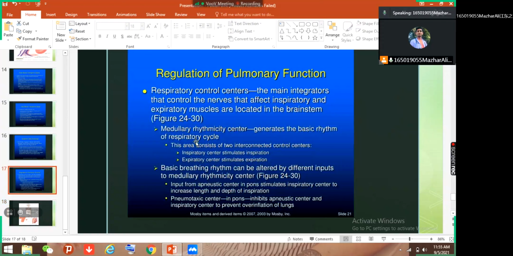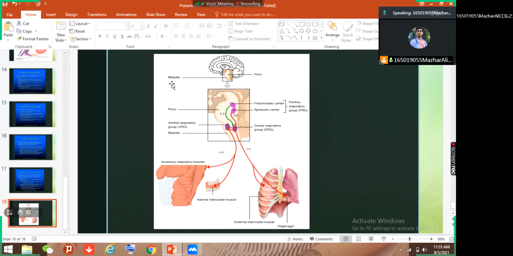In the medullary region, this area consists of two interconnected control centers. The inspiratory center stimulates inspiration. The expiratory center stimulates expiration. I will show you how the respiratory system is controlled. This is the brain, and you can see it in detail. This is the pons, this is the midbrain, and this is the medulla oblongata.